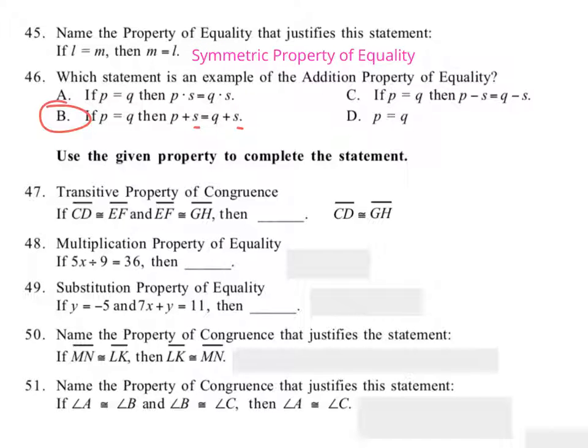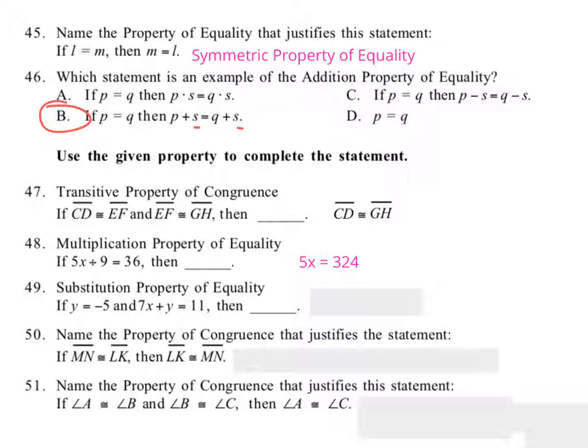Yep. Now, multiplication property of equality. If 5x divided by 9 equals 36, then, well, you could really multiply by anything. Obviously, what they're asking you to do is to multiply by the thing that undoes what's happening to the variable. So how do we undo divided by 9? With a times 9. So if we did times 9, that would leave us with just 5x. And if we did a times 9 here, we would get 324.